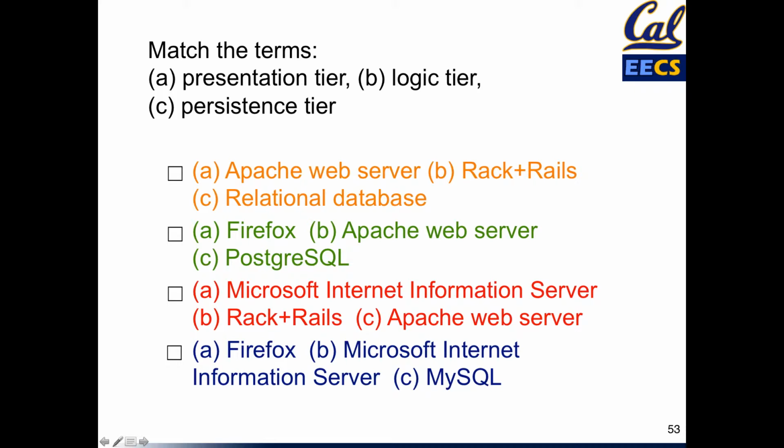And then the last one is the persistence tier. What happens there? That's where stuff gets stored that survives across invocations of HTTP requests. So a relational database, certainly a plausible choice for that. But the Apache web server, well, web servers tend to be stateless, right? They're part of the presentation tier that we scale out. And one of the reasons they can do that is because they don't manage persistent data, where the problem of multiple copies could arise. So in this case, the correct answer is the first one.